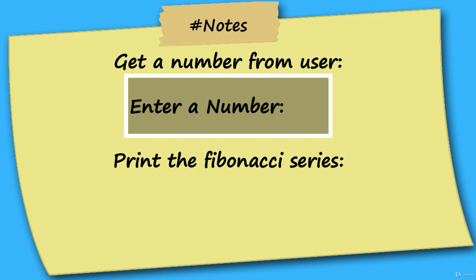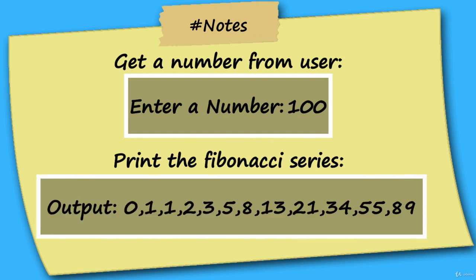For example, the user enters 100 here. It means that it should display the Fibonacci numbers less than 100. So in this case, the output will be like this. So it will go till 89. Let's try to find the solution for this program.